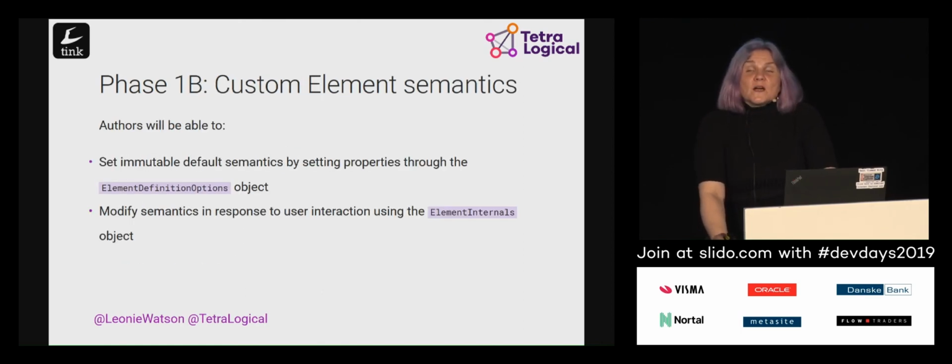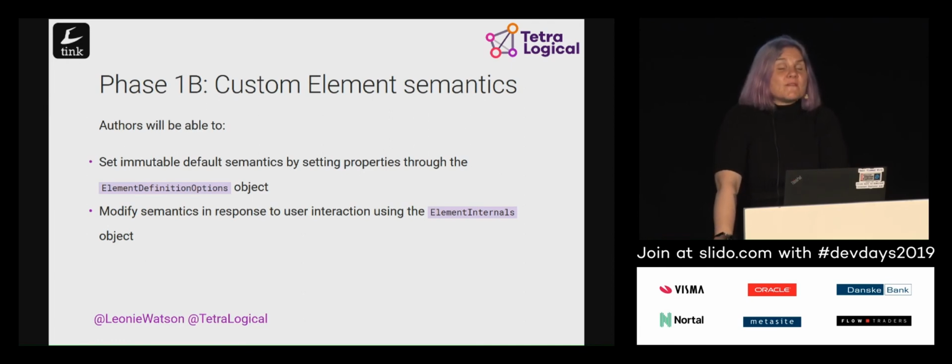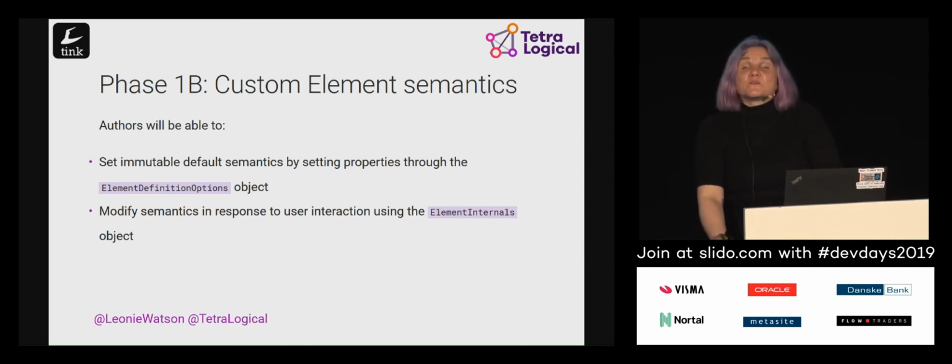Phase 1b will give us as developers the ability to set immutable default semantics through something called the element definitions object. So when an element is instantiated on the page, or a custom element is, we'll be able to set certain accessibility properties at that time. It's also going to give us the opportunity to change accessibility characteristics of a custom element or a web component in response to user interactions. So for example, when our toggle button is pressed, it'll make it easier and neater for us to change the state of ARIA pressed and have that kind of state communicated in the accessibility layer.